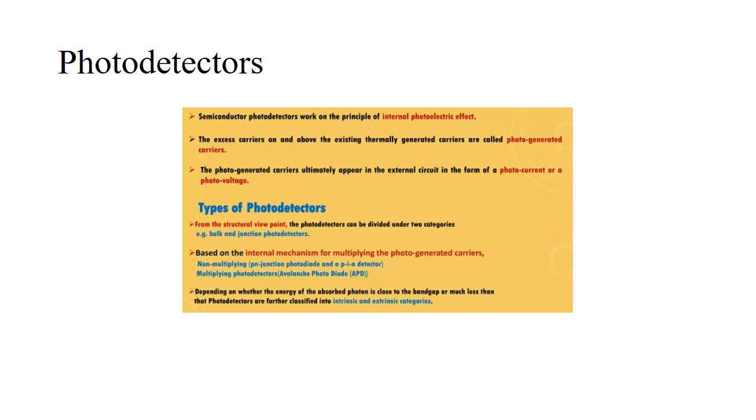There are different types of photodetectors. There can be bulk or junction photodetectors based on the internal mechanism for multiplying the photogenerated carriers. We have pin detector and avalanche photodiode. Depending on whether the energy of the absorbed photon is close to the band gap or much less than that, photodetectors are further classified into intrinsic and extrinsic categories.